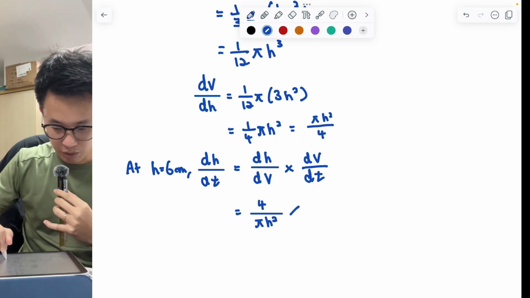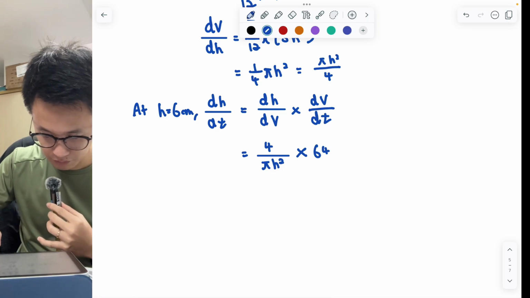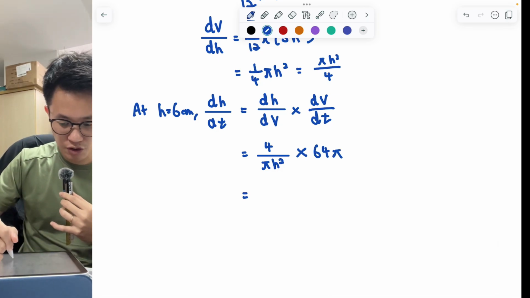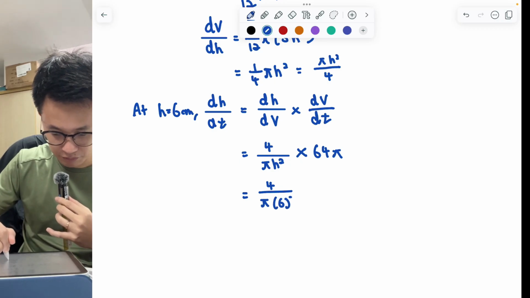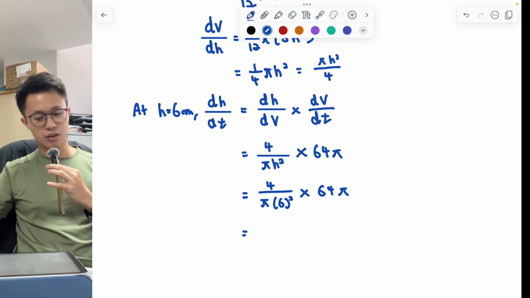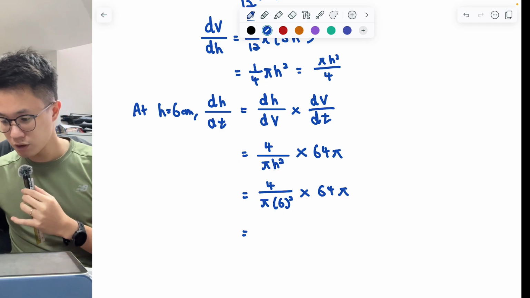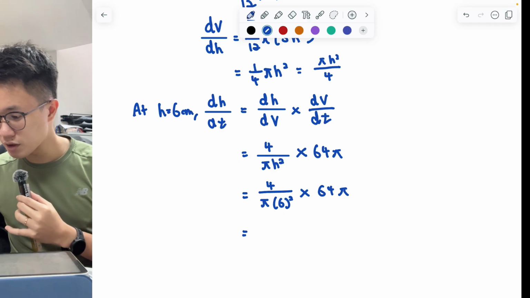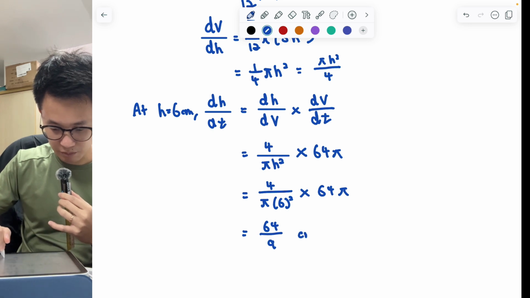Okay, what is dV over dt? We found it earlier, which is 64 pi. h squared is 6 squared, so we have 4 divided by pi times 6 squared, times 64 pi. You do your calculations, the pi will cancel out. We have 64 times 4 divided by 36. You're going to get 64 over 9 cm per second.